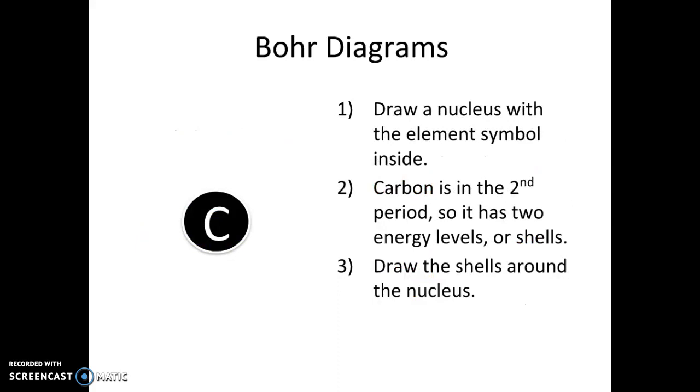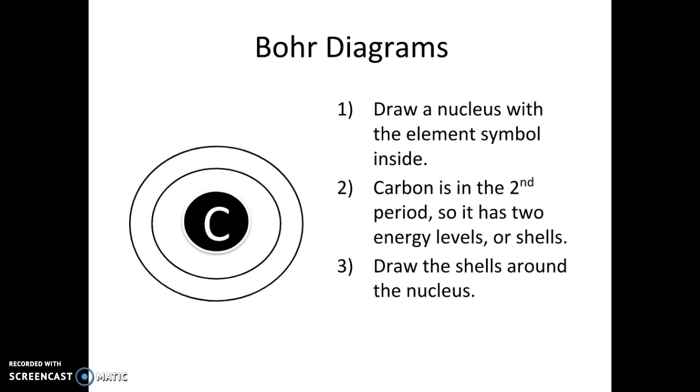So to start, you're going to make your nucleus, and your nucleus is going to be the element symbol. So for carbon, we know it's C, so we put C in the middle. We also know that it has 2 energy levels because we looked and saw that it was in period 2, so we're going to draw those around the nucleus. So first shell, second shell. Now we can start placing our electrons.